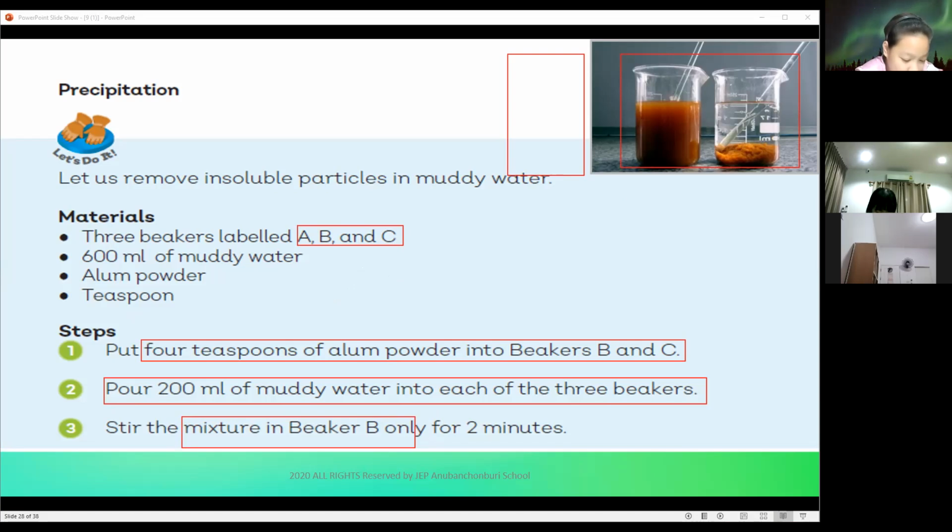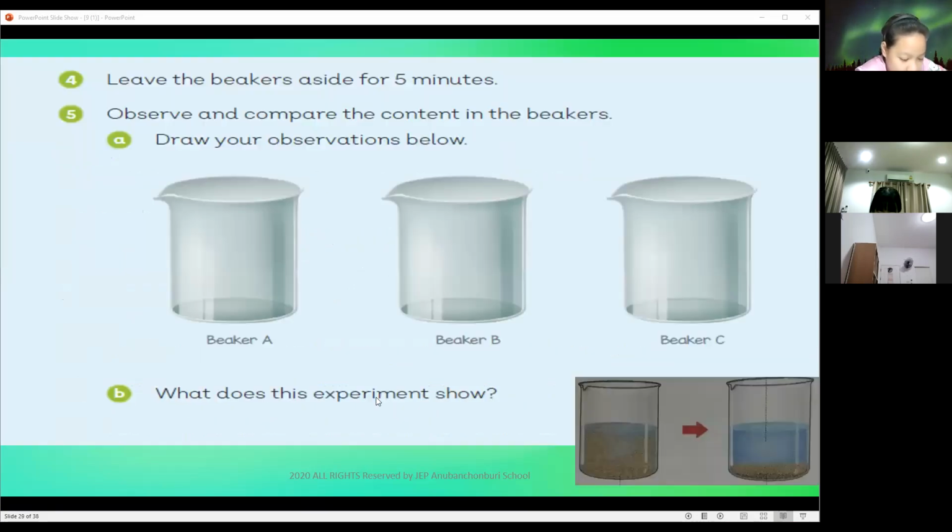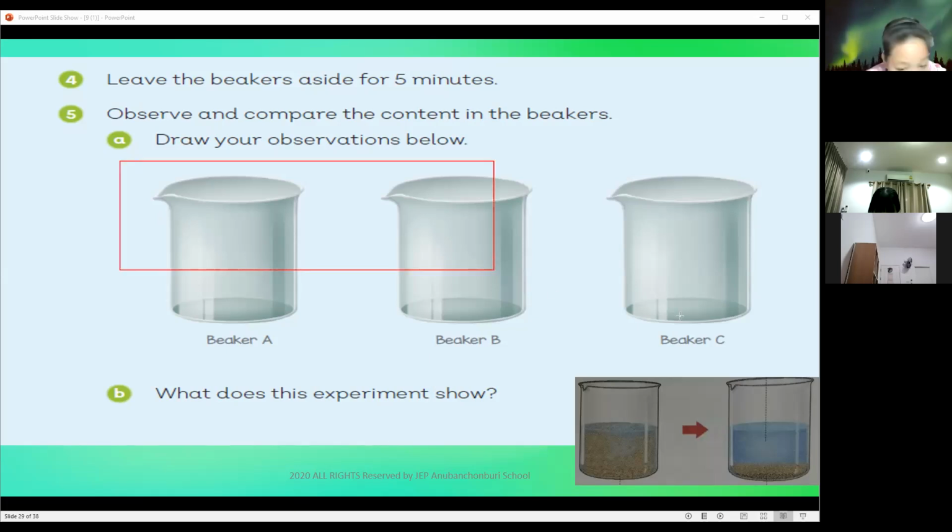The next part here is, leave the beakers aside for 5 minutes. I have a picture here as well. Observe and compare the content in the beakers. Draw your observation below. So I want you to draw this one here.